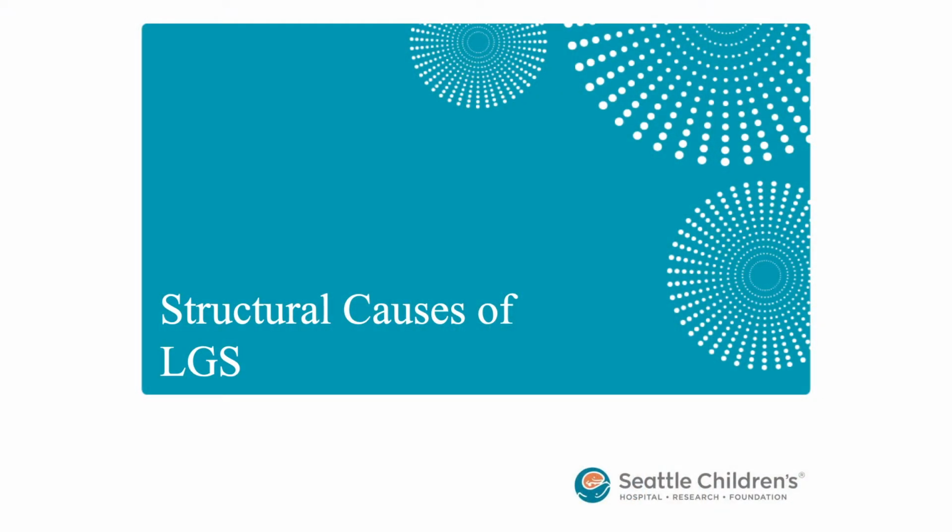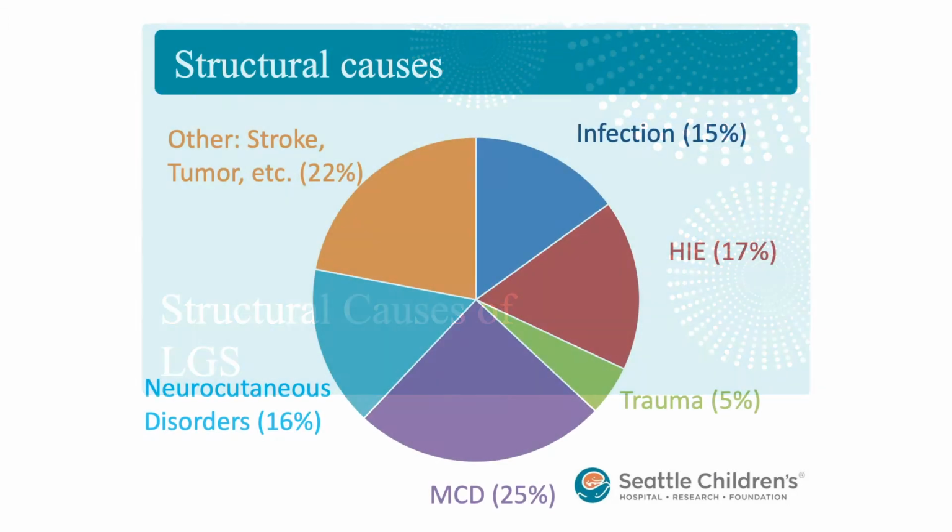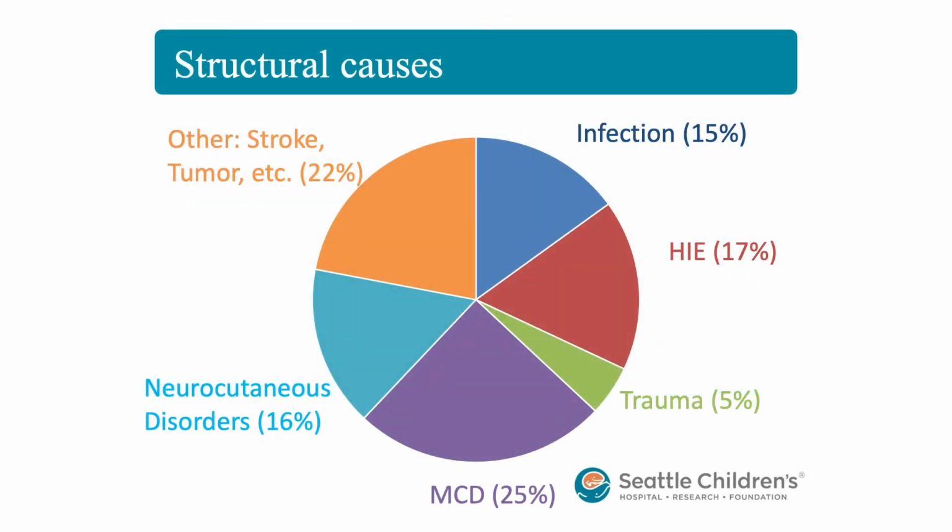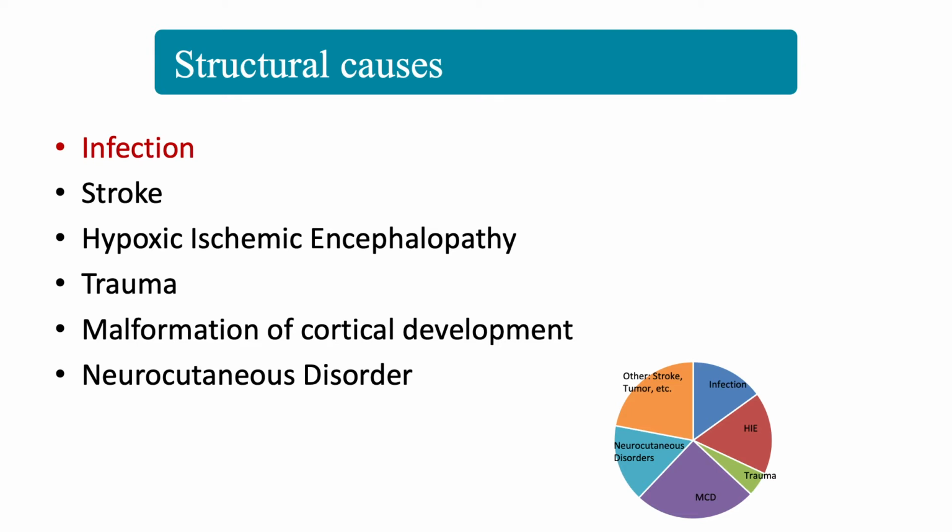Okay, so moving on to the meat of our talk today, we're going to talk about different structural causes of Lennox-Gastaut syndrome. There are 6 different categories that I'll touch upon, and I'm happy to take questions at any time during the talk, so just shout out. But first we'll start with infection.